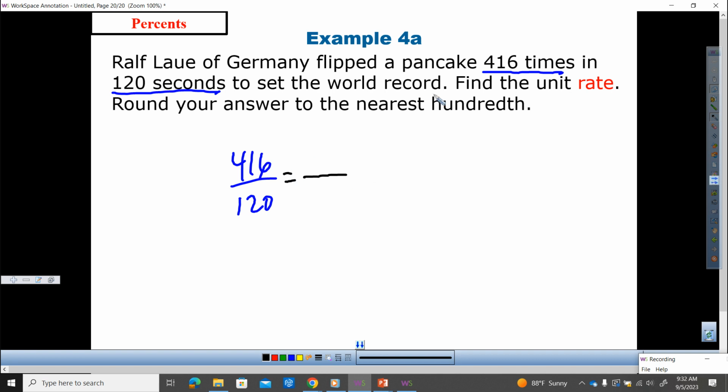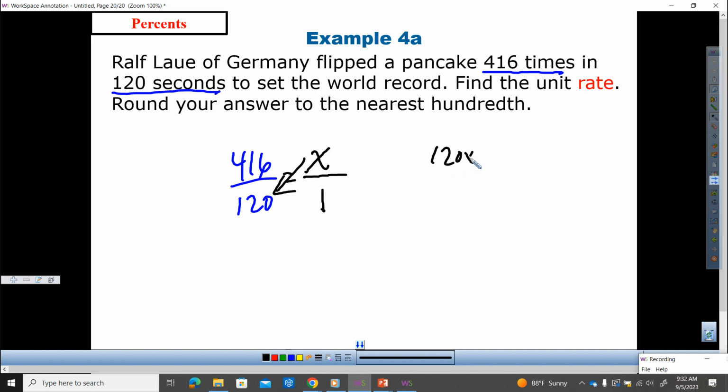Now, question. He flipped a pancake 416 times in 120 seconds. Which one becomes the unit, the 1? The 416 or the 120? Talk it over with your neighbor, let them know which one becomes the 1. Yeah, we want to know how many times they flipped it and how many what? Seconds. So the seconds becomes 1. That means the other one would be our what? Our x.